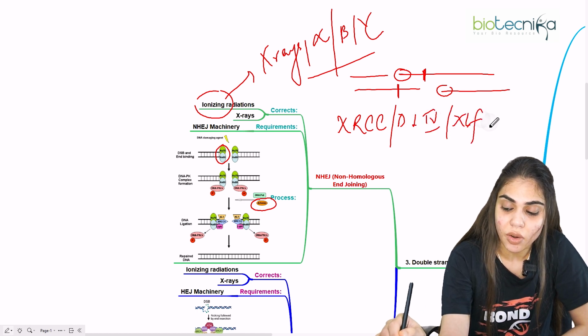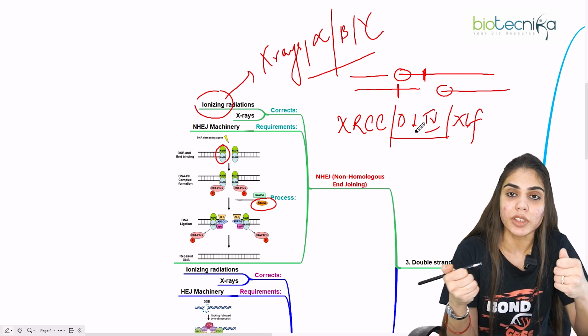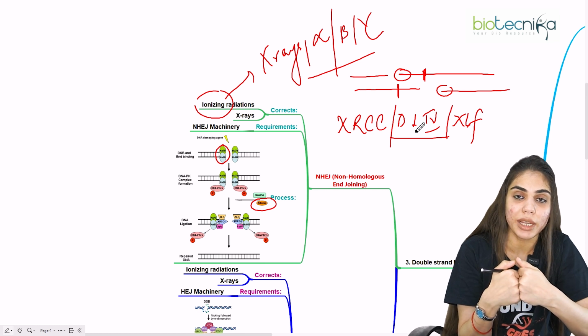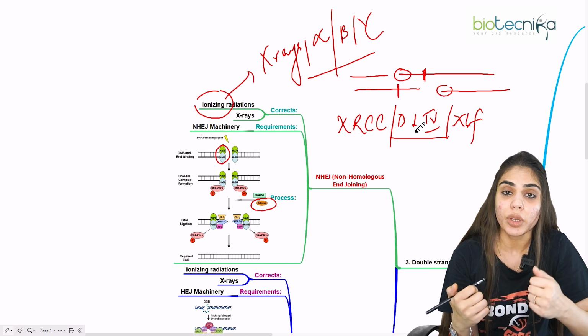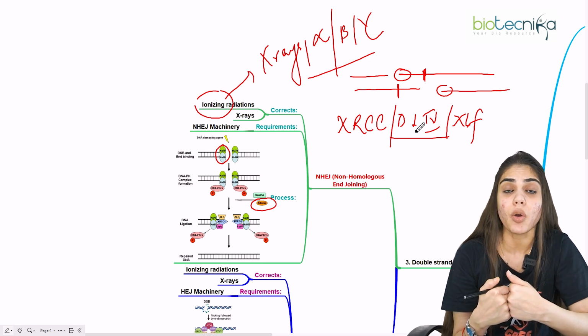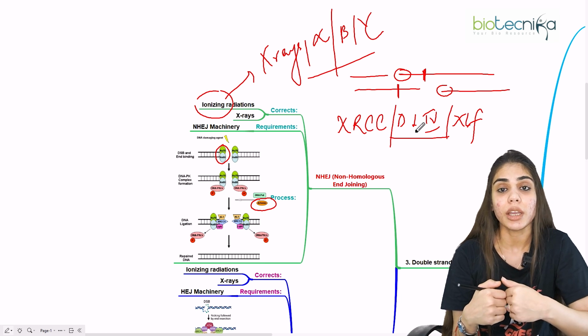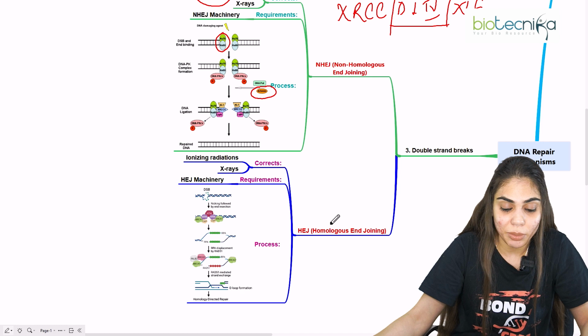So this is just a complex of DNA ligase enzyme that will cause the pulling of the strands towards each other, and ultimately there will be a sealing of the phosphodiester bond. This is what is called non-homologous end joining, where the ends will be joined but they are non-homologous to each other, meaning both the strands are different in nature. So this is about the non-homologous end joining mechanism.